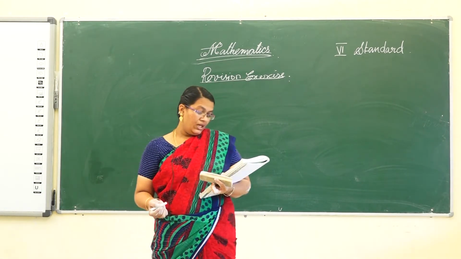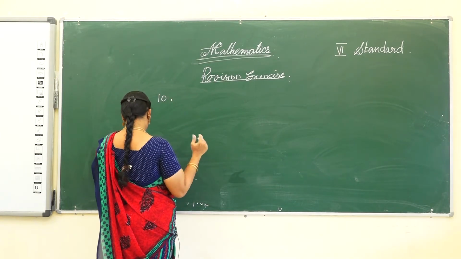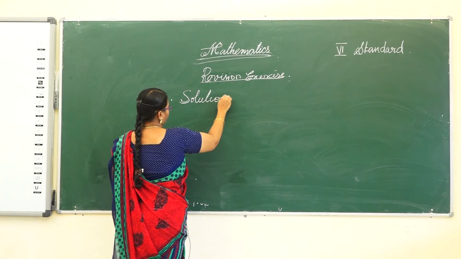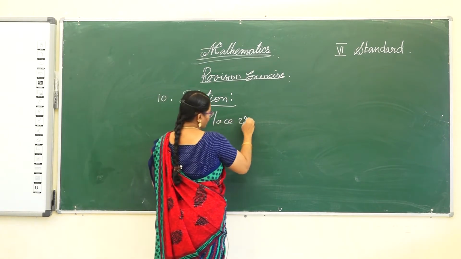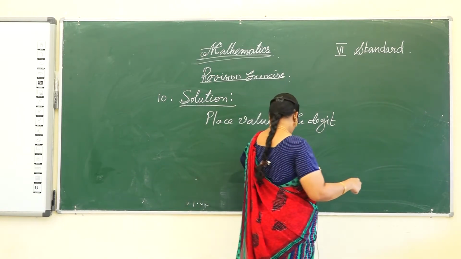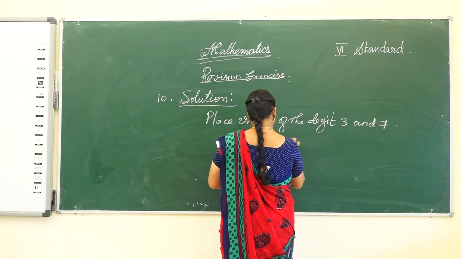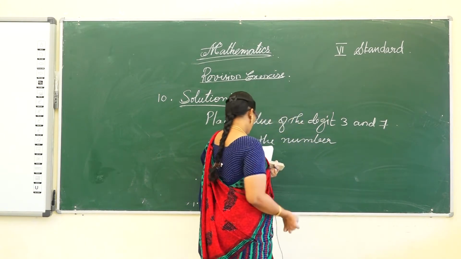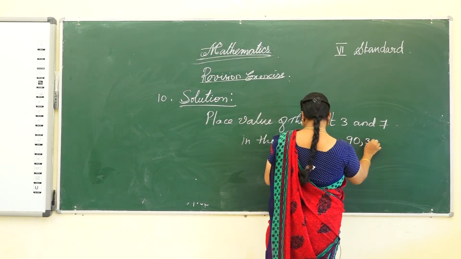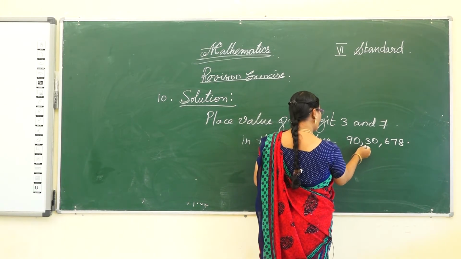Find the sum of place values of the digit 3 and the 7 in the number 30,678. So find the sum of place value of 3.